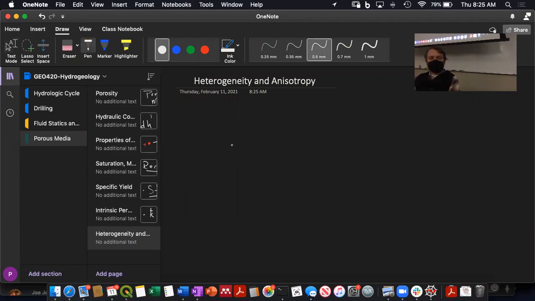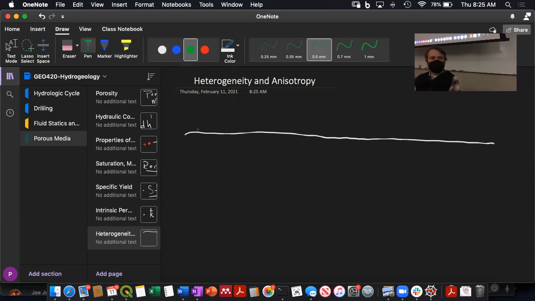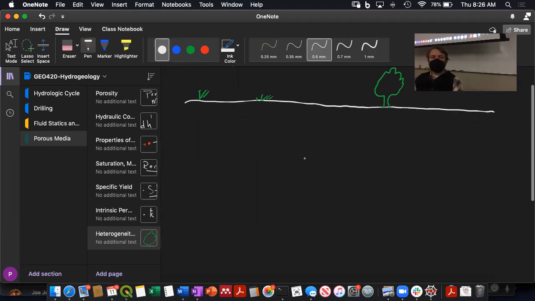Take a trip out into eastern Montana. We're out here on the prairie. So I'll put some grass. All right, maybe a cottonwood tree. Okay, so here's the surface of the earth. And if we were to go down, we'd end up in eastern Montana.